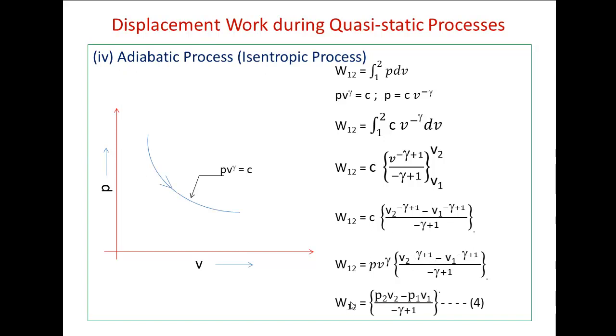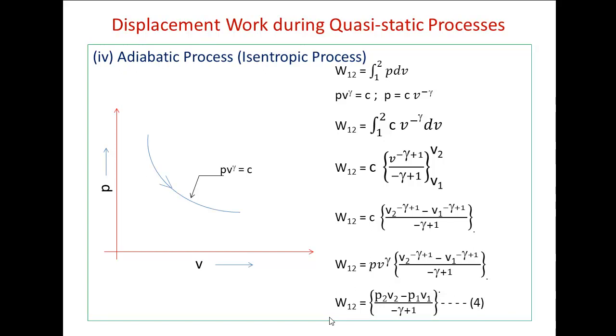So we will get work transfer during the isentropic process as P2 V2 minus P1 V1 divided by minus gamma plus 1, or we can write P1 V1 minus P2 V2 divided by 1 minus gamma. So this is an important relation to determine the work transfer during an isentropic process.